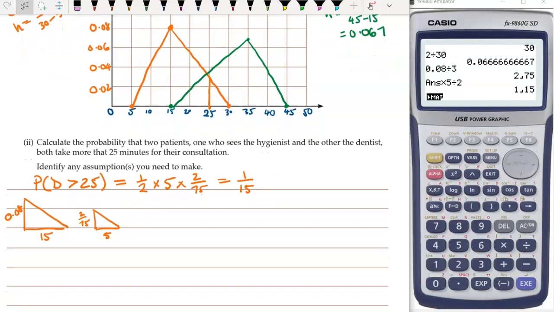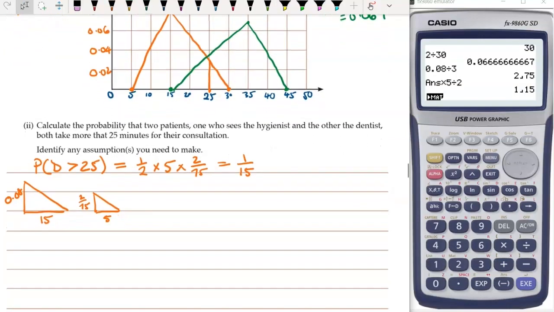Now for the hygienist, for them to take more than 25 minutes, let's take a look at where 25 is on their triangle. So just here, it's going to be 1 minus the probability that they take less than 25 minutes, because that triangle is going to be easier to find, this one just here.